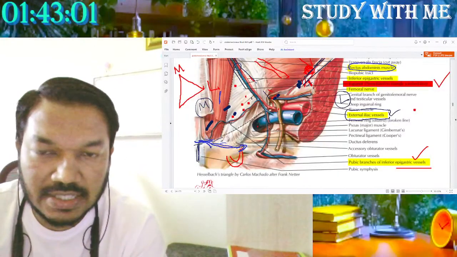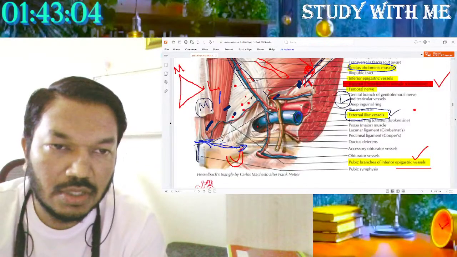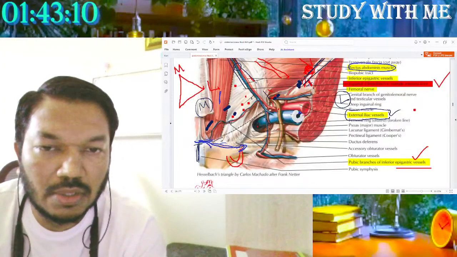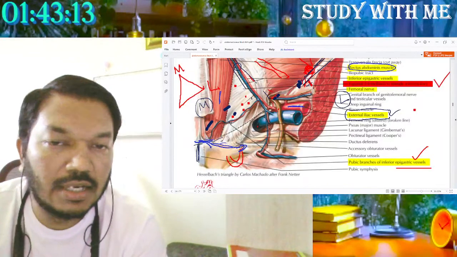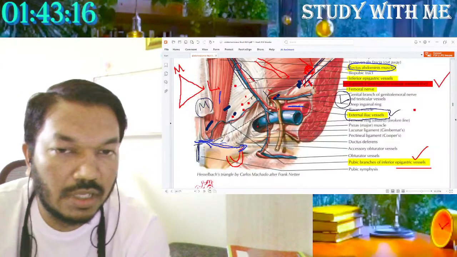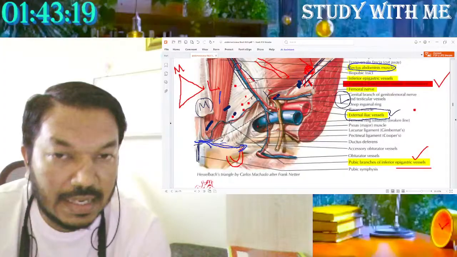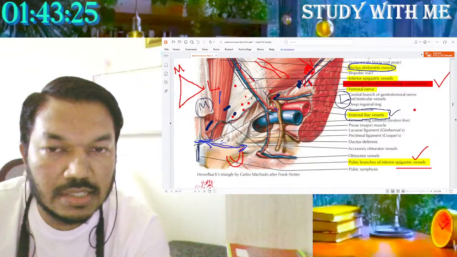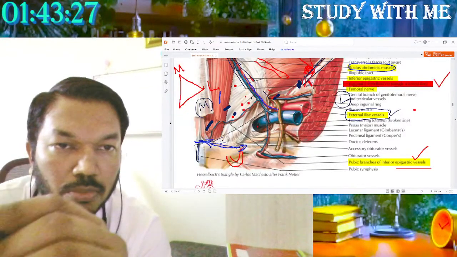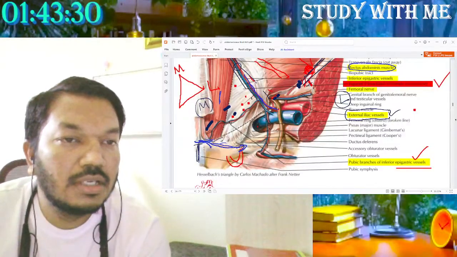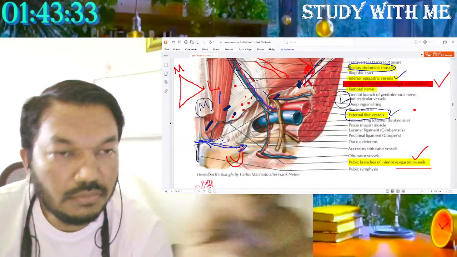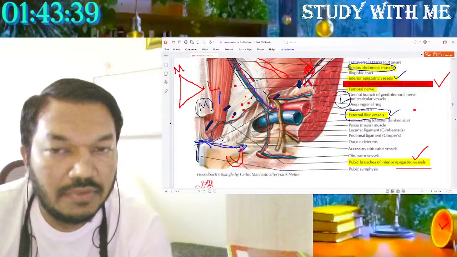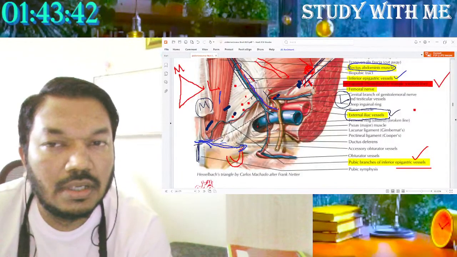Here we have some vessels. This big one is which one? External iliac vein. This blue colored big one is the external iliac vein, and this red one is the external iliac artery. You are getting the point? The external iliac artery is giving a branch which is going upward. This is the inferior epigastric artery, and this external iliac vein is also giving the inferior epigastric vein.